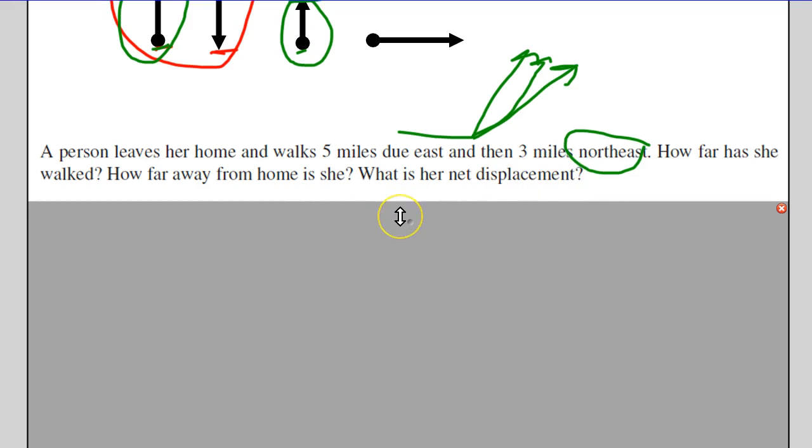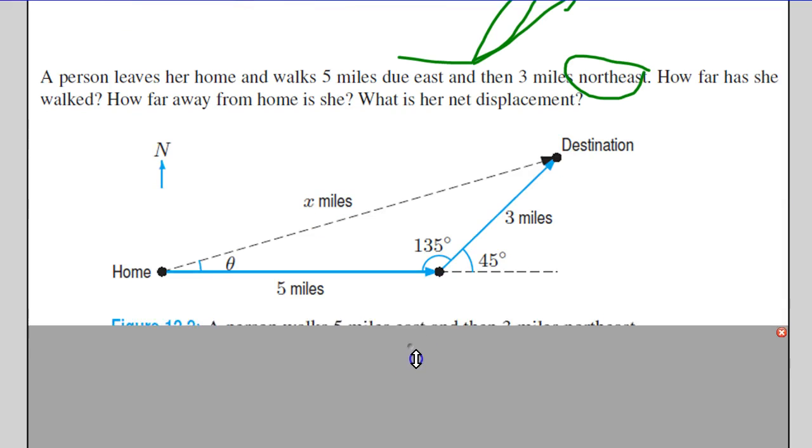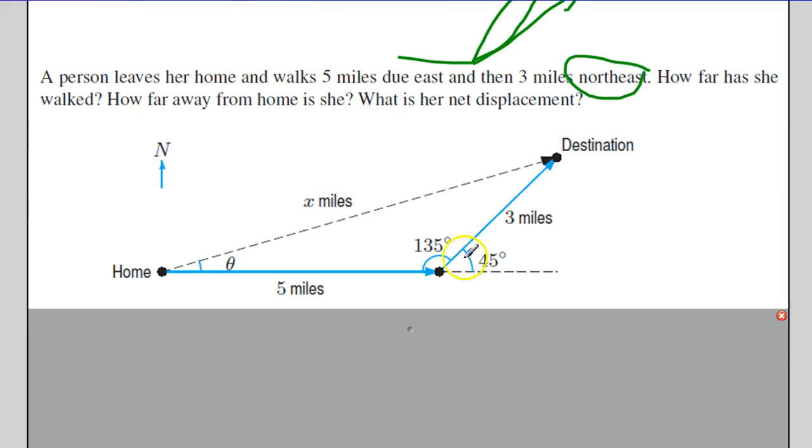In order to fully answer this question, we need a picture or information that gives us that angle. So here is the angle of the northeast direction that she walked, and we have these lengths. Now we can answer the question, how far has she walked? We can answer that easily by just adding up 5 and 3. But the question of how far away from home she is is really the question concerning this. How long is this displacement?